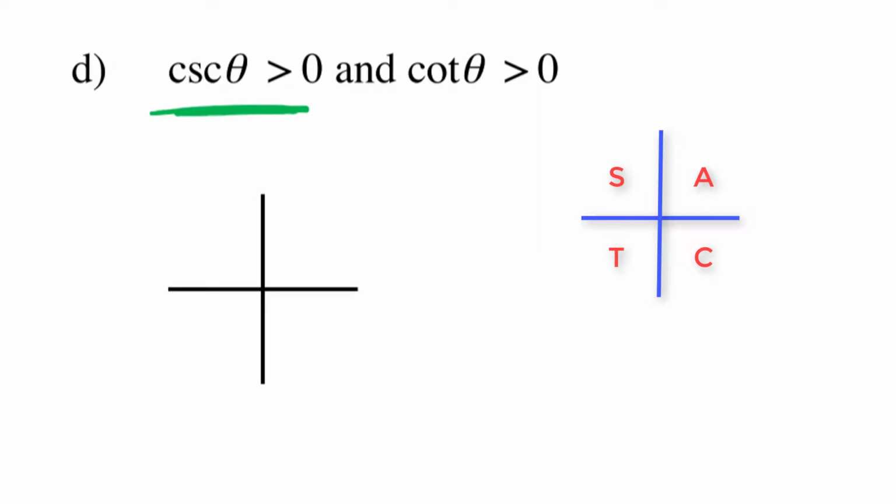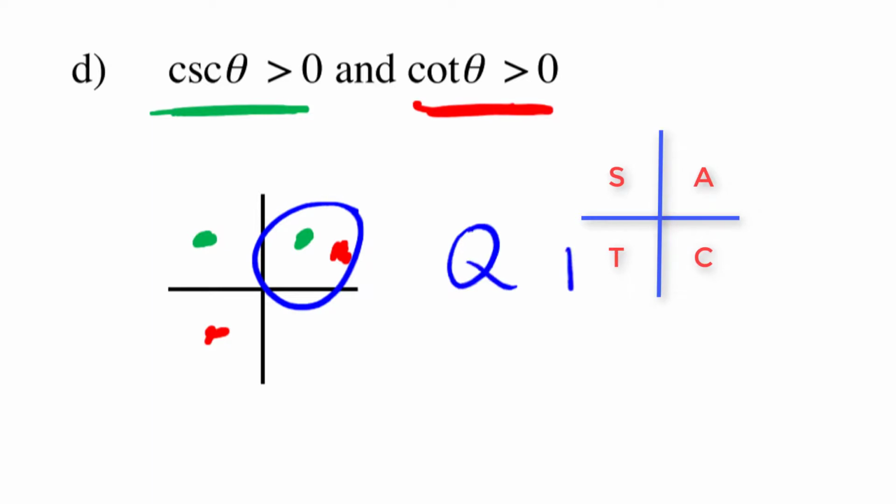Cosecant is positive. That's like sine being positive, and that's in quadrants 1 and 2. And cotangent is positive. That's like tangent being positive in quadrants 1 and 3. So they are together positive in quadrant 1, where cosecant is positive and cotangent is positive.